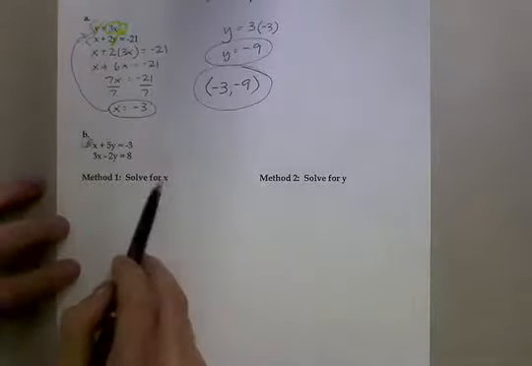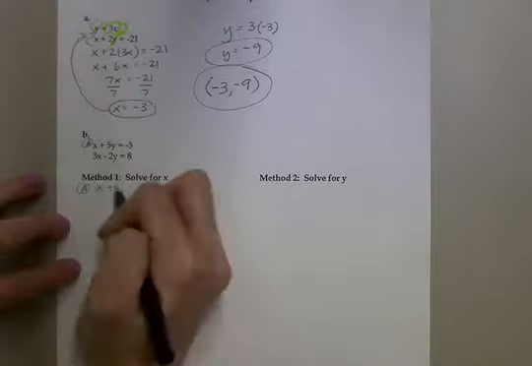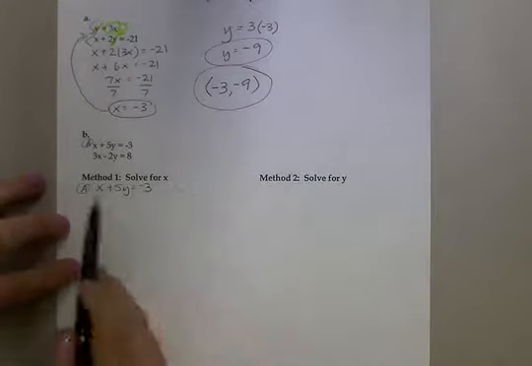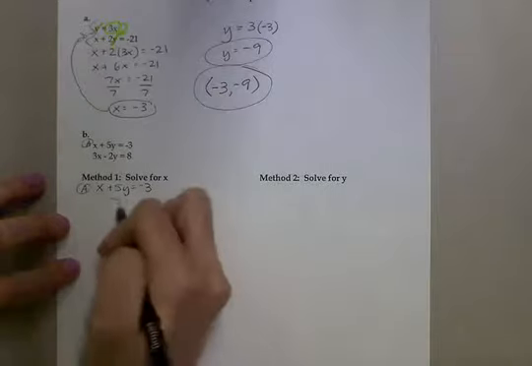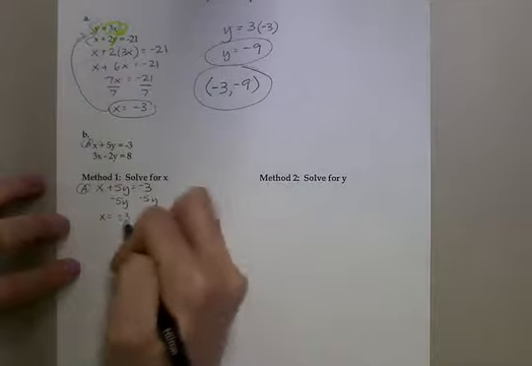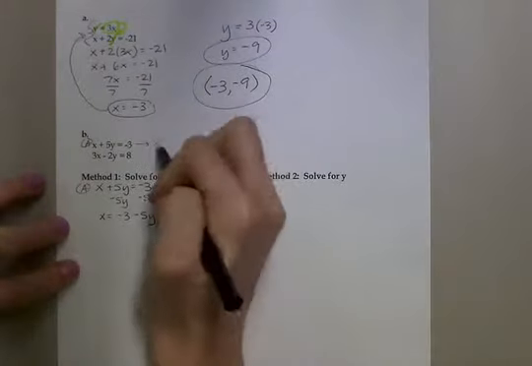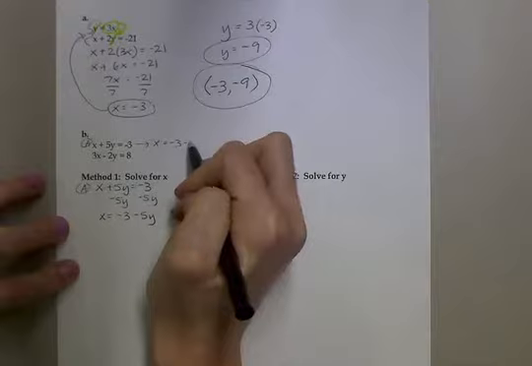So I'm going to show you a couple of ways using our first equation. So we're going to use our first equation, and let's try solving for x, and then we'll try solving for y. So our first equation, let's solve for x first. All right, so let's get that x by itself. So we end up with x equals -3 minus 5y. So from this first equation, we know x equals -3 minus 5y.